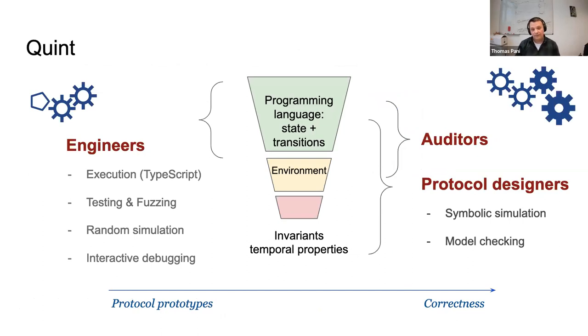So this basically finishes this short presentation. And what I want to say is that with Quint, we have this language that should work for different kinds of people. First of all, it should work for engineers. We have an execution environment, which is written in TypeScript. And this execution environment supports testing and fuzzing. It supports random simulation. There is an interactive debugger, which is basically a REPL.